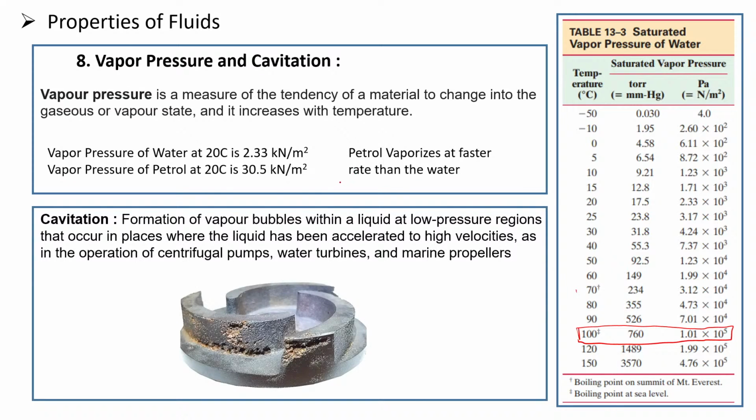Next is cavitation. Cavitation is the formation of vapor bubbles in a low pressure region. With the direction of the flow, that bubble moves, and when it collapses in the high pressure region, the pitting action will happen. That is cavitation. So you can see this impeller. On this impeller, these pitting actions have happened. This is because of the cavitation.